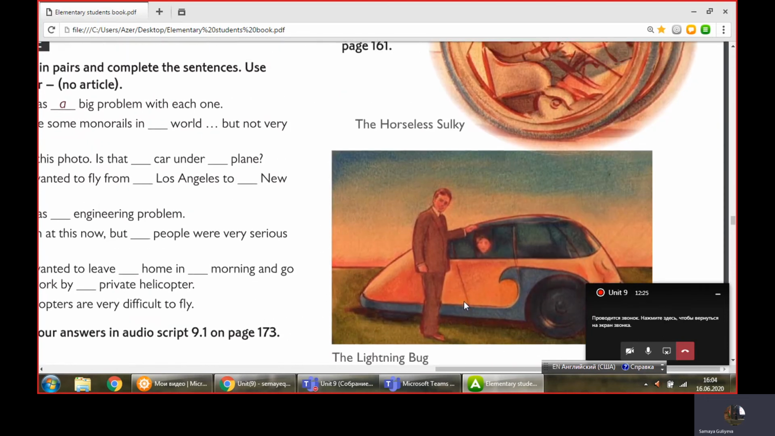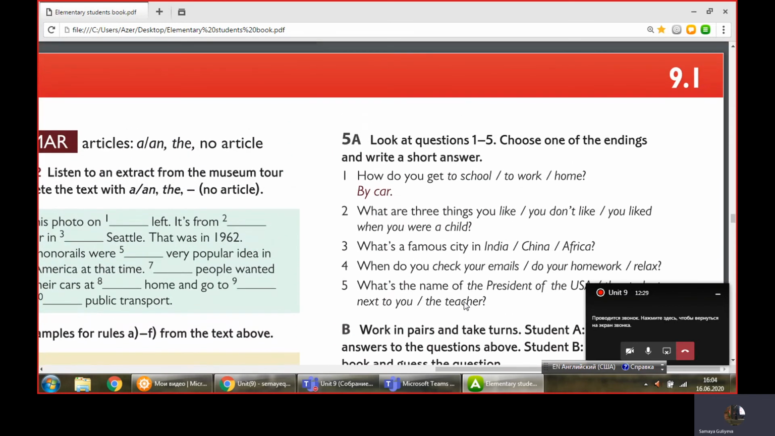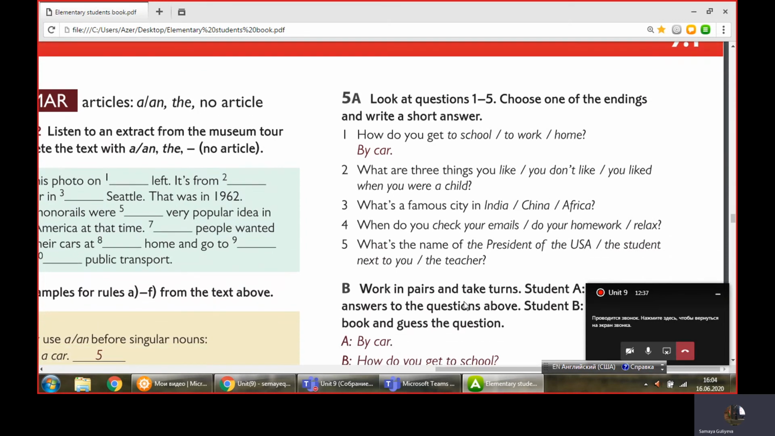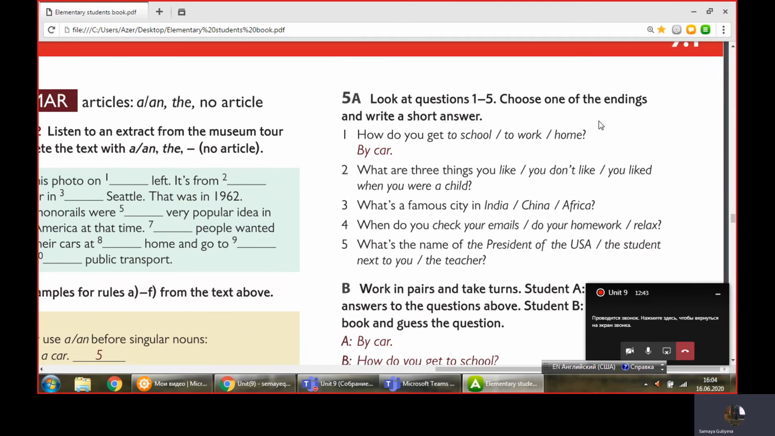I hope you got general information about the article. The article in grammar is really complicated, but this is a general overview. So choose one of the endings and write a short story. Just look through the sentences and choose one alternative.